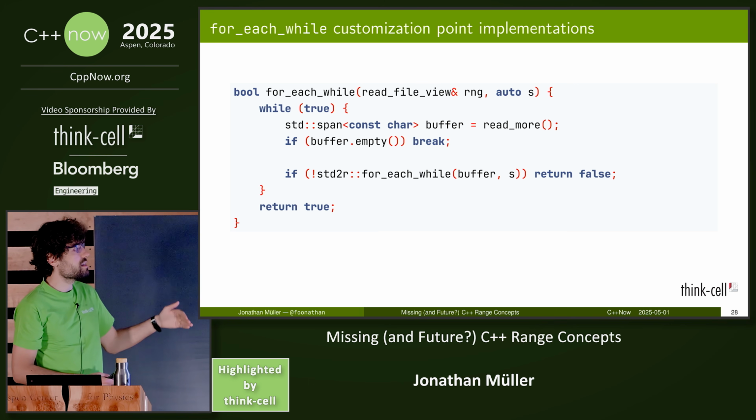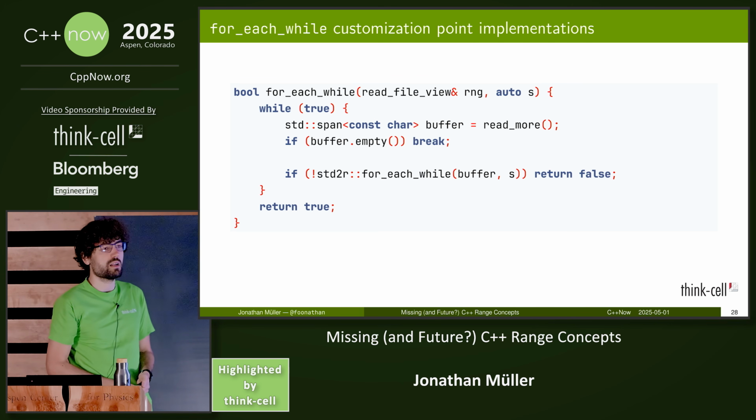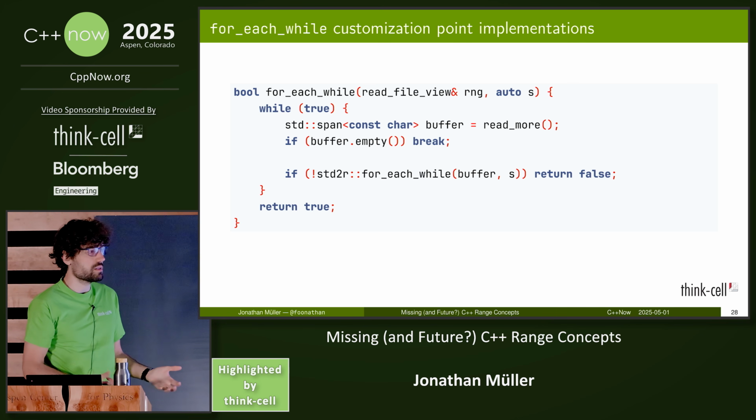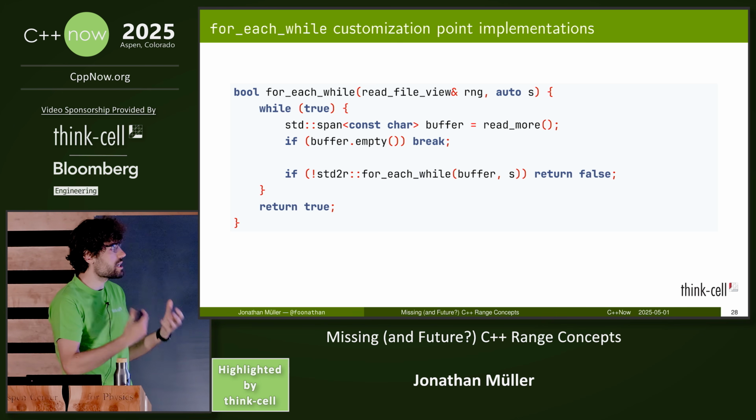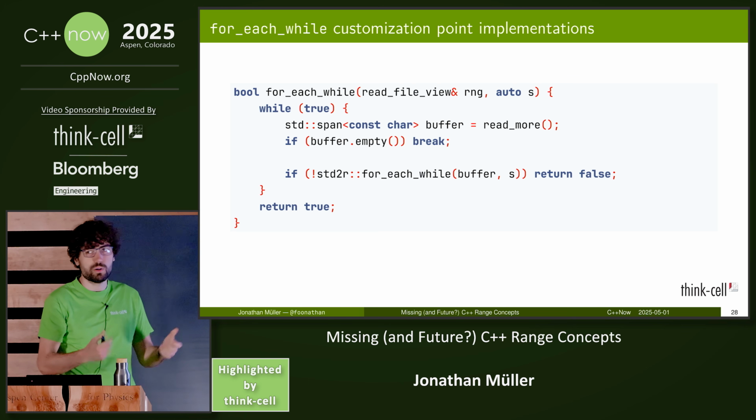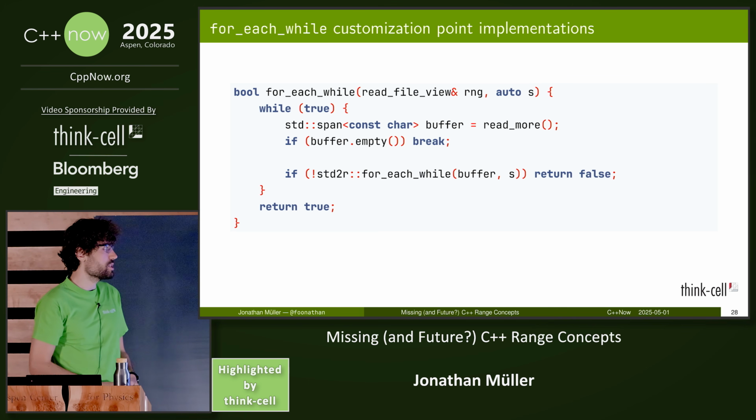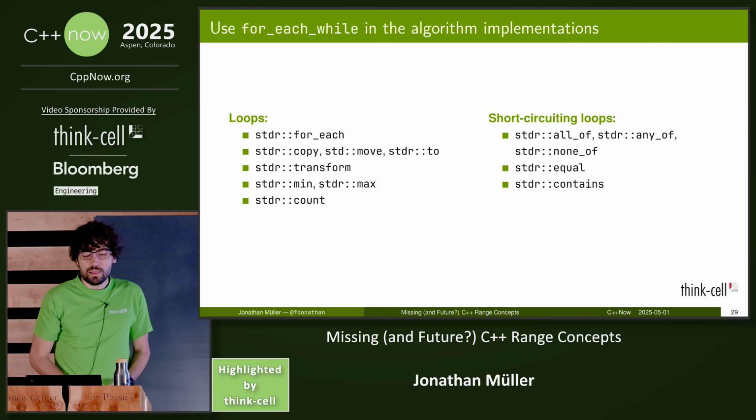We can just express that as getting the buffer. If the buffer is empty, we're done. Otherwise, we call for_each_while over each element of our buffer, passing that to the sink. And this allows us to naturally express the entire loop of a range with one single customization point and not the state machine. And this is really useful.